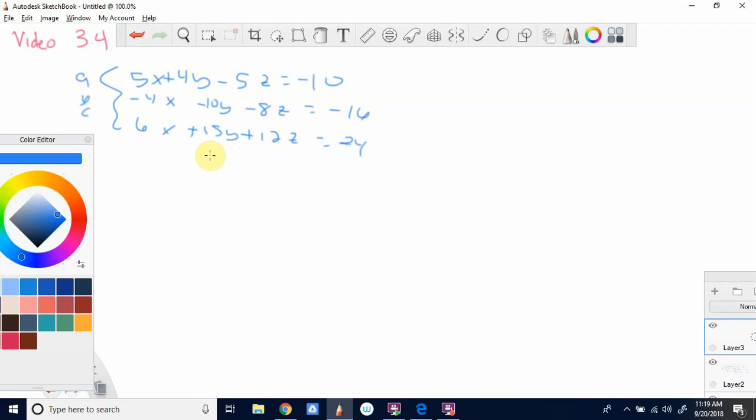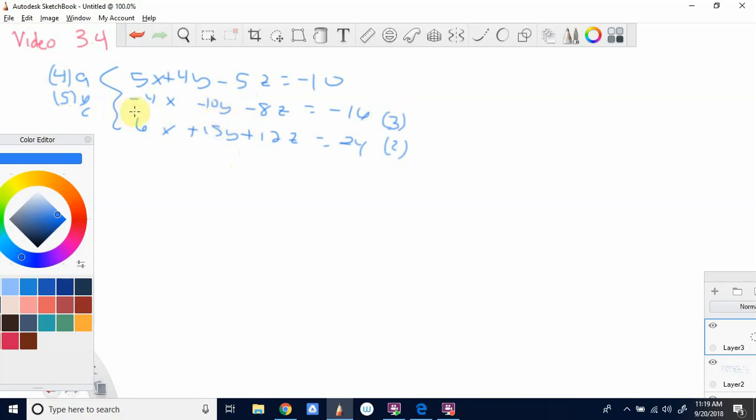First thing I'm going to do, I'm asking what do I want to try to get rid of? Well, my smallest numbers are going to be 5 and negative 4x. So let's just roll with this one. The least common multiple between these two numbers is 20. So I have to multiply this by 4 and this by 5. And then if I want to get rid of these, I'm going to multiply this by 3 and this by 2.